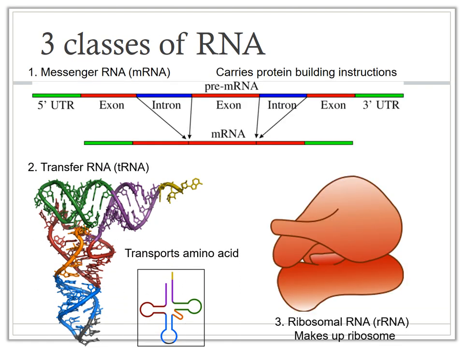The three classes of RNA again. We'd already talked about this. This translation is where all three of these will now be coming together to create the protein. We've already seen how the messenger RNA was created. Now we'll watch how the messenger RNA will slide through the ribosome, and the tRNA will bring the amino acids to this ribosome to create the protein.